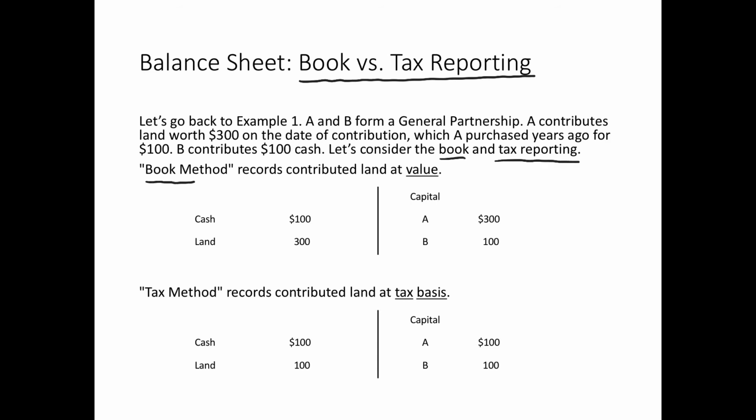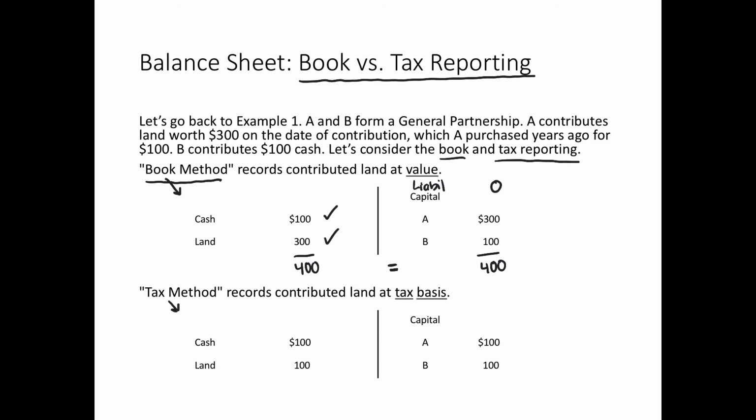So under the book method or book reporting, we're going to have a balance sheet, right? We have our assets on the left, liabilities, which are zero. There's no liabilities, and then capital. So these are the book numbers. We've got cash at 100, land at 300. We add them together, we get $400. Zero liabilities. And we got capital at A, 300, B, 100. Add them together, 400. 400 equals 400, we balance. Boom. What about the tax reporting?